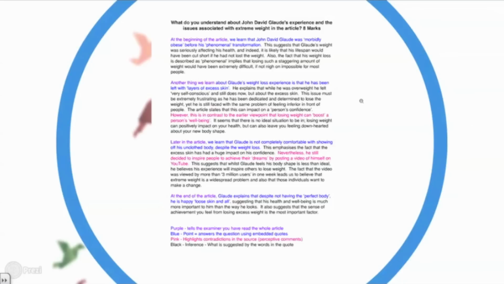He explains that while he was overweight, he felt very self-conscious. Again, another quote from the text to back up our point, and still does now, but about the excess skin. This issue must be extremely frustrating as he has been dedicated and determined to lose the weight, yet he is still faced with the same problem of feeling inferior in front of people. The article states that this can impact on a person's confidence. Okay, so here what I'm doing is I'm thinking about what that suggests about him as a person.